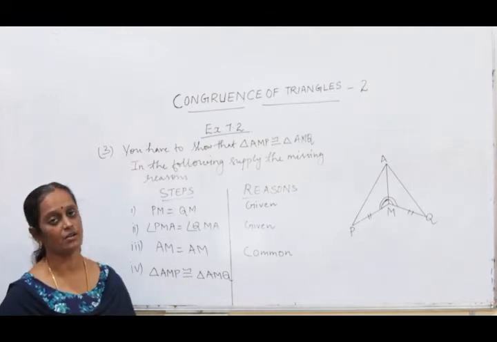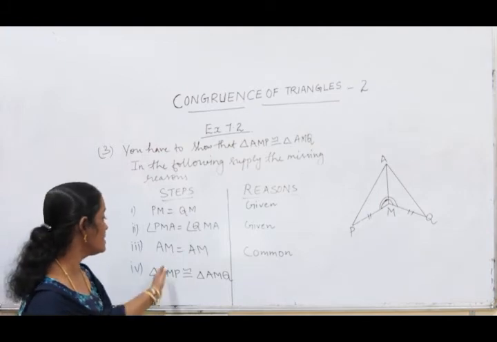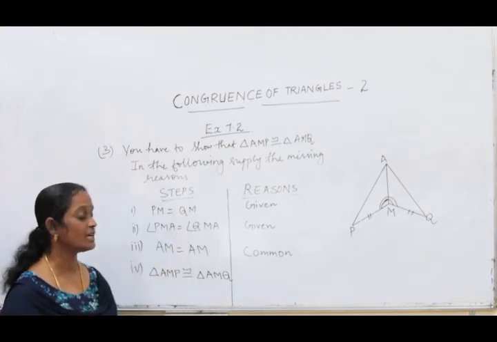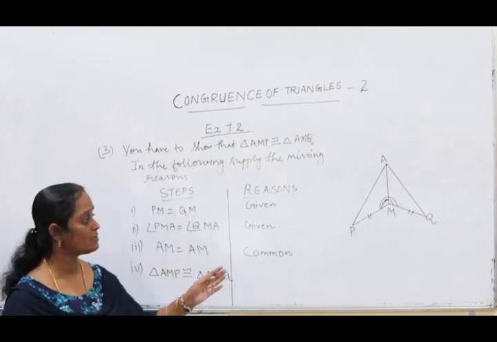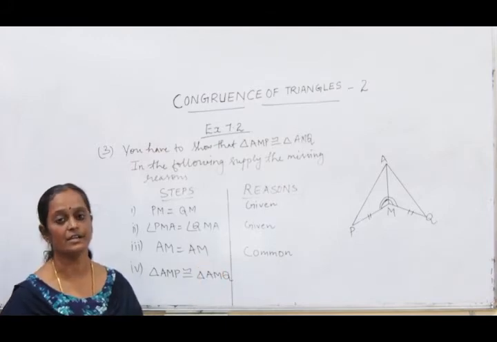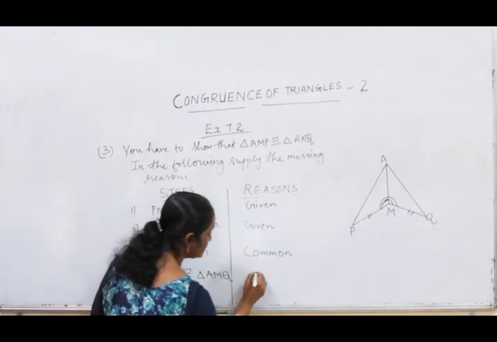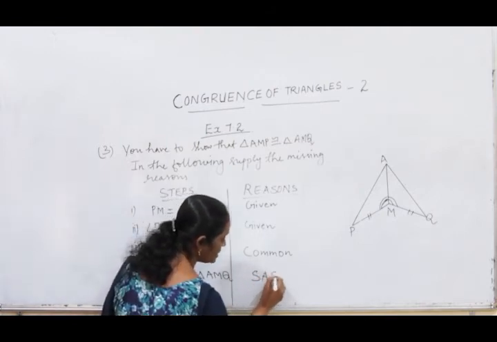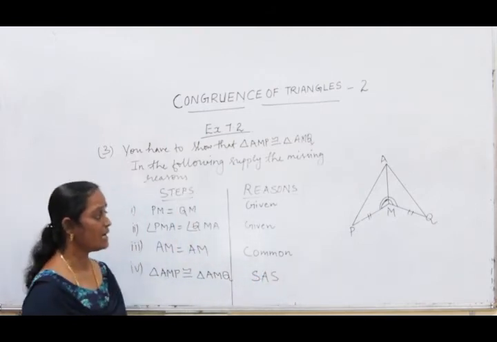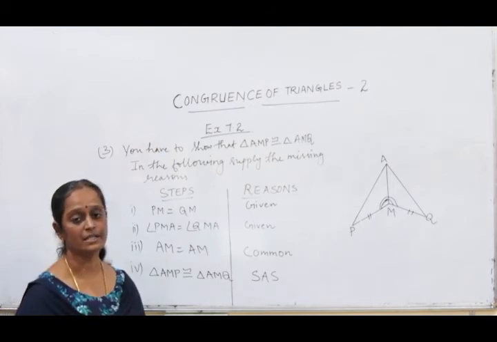Here these two triangles are congruent by which criterion? Here two sides and the included angle of one triangle are equal to two sides and included angle of another triangle. So these two triangles are congruent by the SAS criterion. Side angle side criterion.